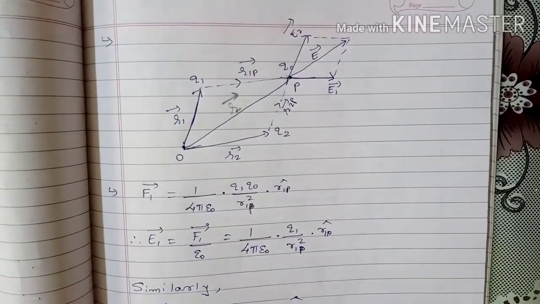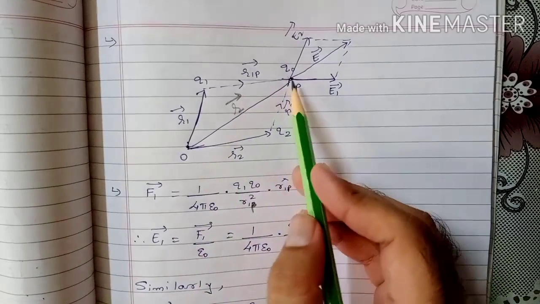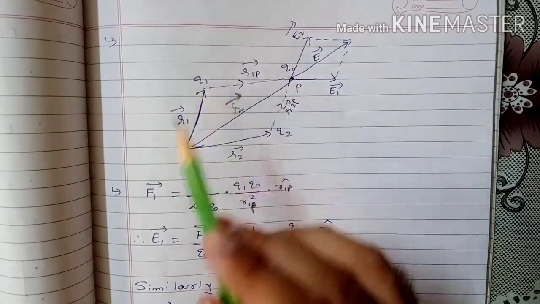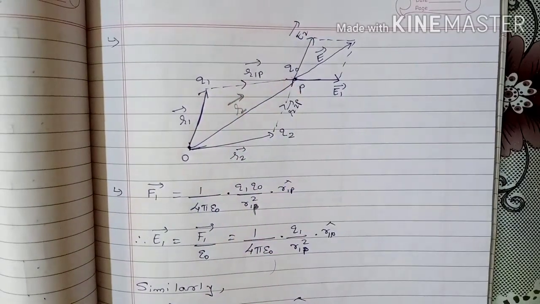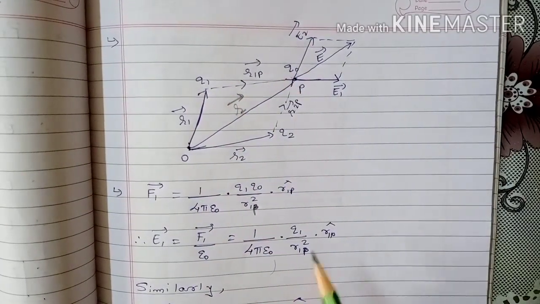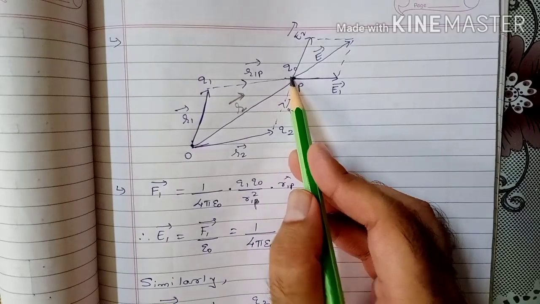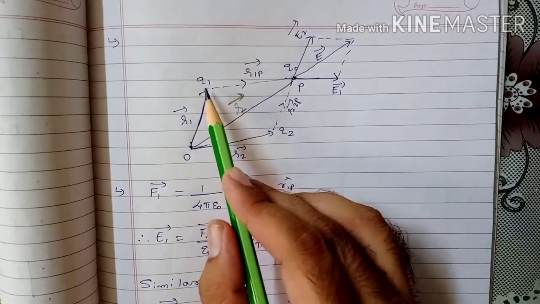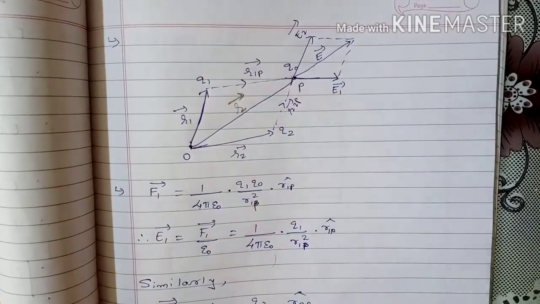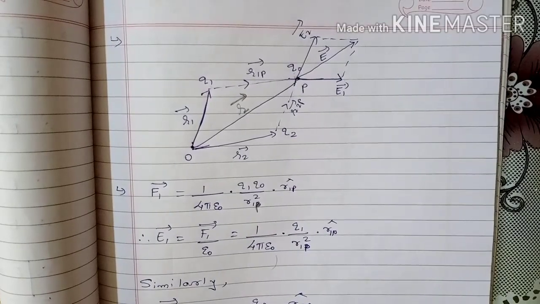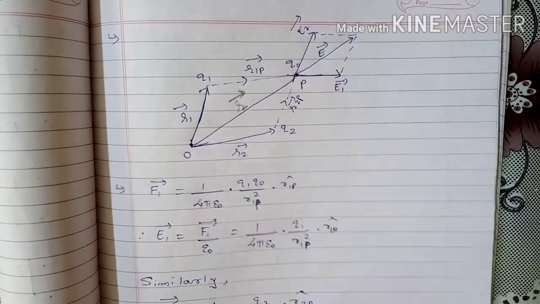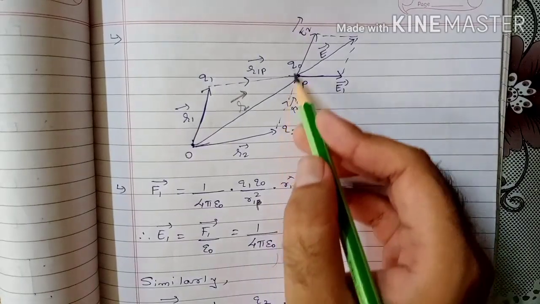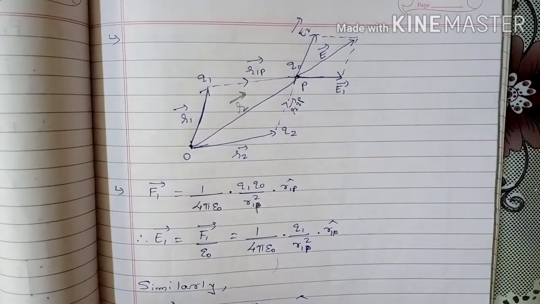Here, how can we decide the direction of the electric field? The force acting on q naught due to q1 will be in which direction? Both are like charges, therefore which type of force will act? Repulsive force. Due to the repulsive force, the direction of force acting on q naught due to q1 will be from q1 to q naught. And the electric field is always in the direction of force. So here is the direction of the electric field due to the first charge. Same way, the electric field due to the second charge will be in this direction.